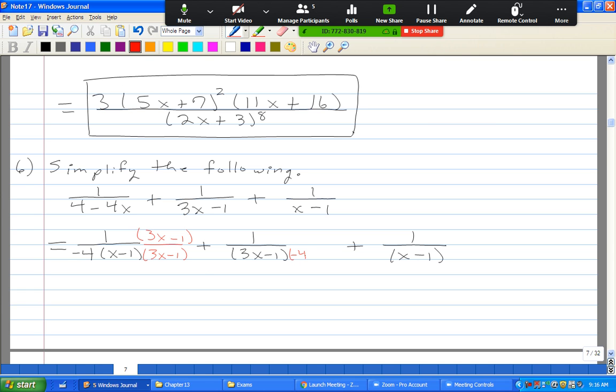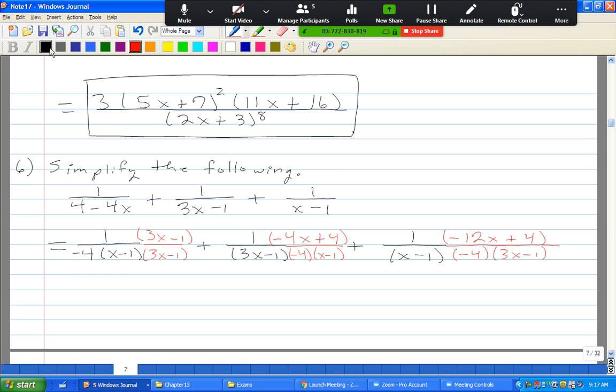So I'm going to have to multiply this by negative 4 times x minus 1, which is the same as, well, let's multiply the negative 4 inside the parentheses. So a negative 4x plus 4. And lastly, I have to multiply by negative 4 times 3x minus 1. Let me multiply the negative 4 inside the parentheses. So you get a negative 12x plus 4.